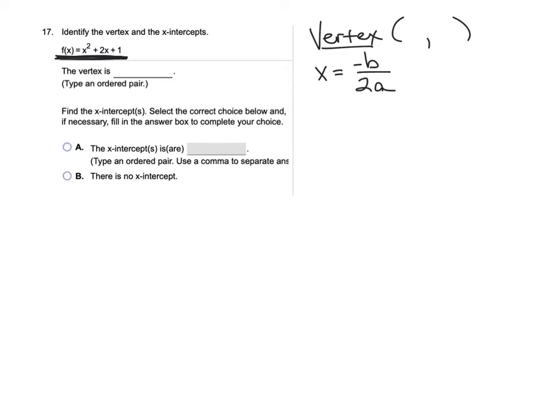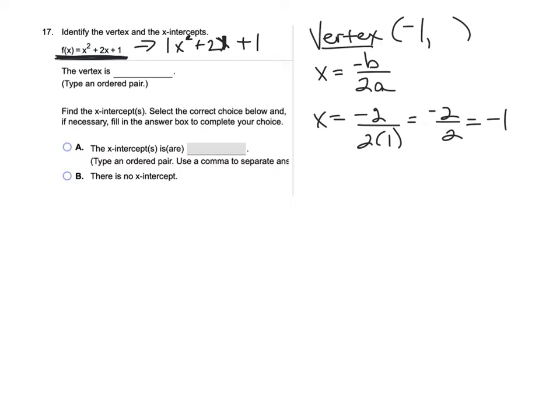So let's look at that. We have b in this case. You know, we have, let's see, a is 1, and the 2 that comes out in front of the x is your b. All right, so we have negative b, so it'll be negative 2 over 2, and a was 1. So we got negative 1. That's the first part of your vertex.